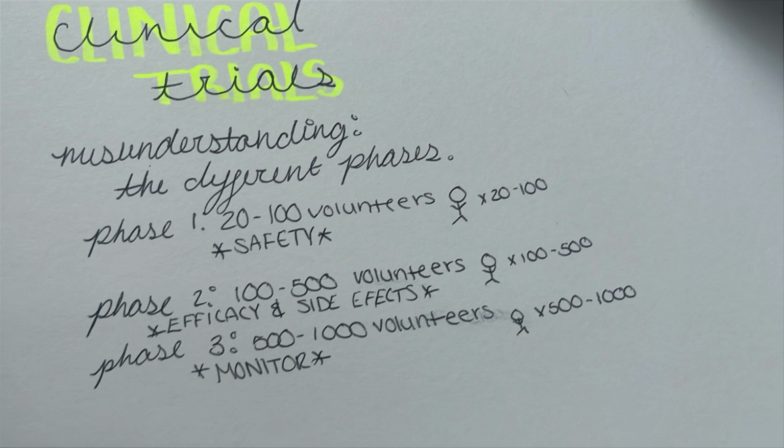Phase 2 is 100 to 500 volunteers who have the disease, and the primary focus is the efficiency in determining the side effects. Phase 3 is 500 to 1,000 volunteers who have the disease, and the primary focus is to monitor the drug's efficiency and the side effects.